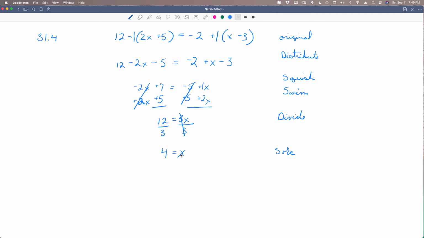I'm sorry, did I say this number is x? This number is 4. X is 4. I do that sometimes when I write it backwards. Usually I put the x on this side, but you could put it on either side. As long as you do the math correctly, it does not matter. All right, so original, distribute, squish, swim, divide, solve. So all we have is D, S, S, D, S.